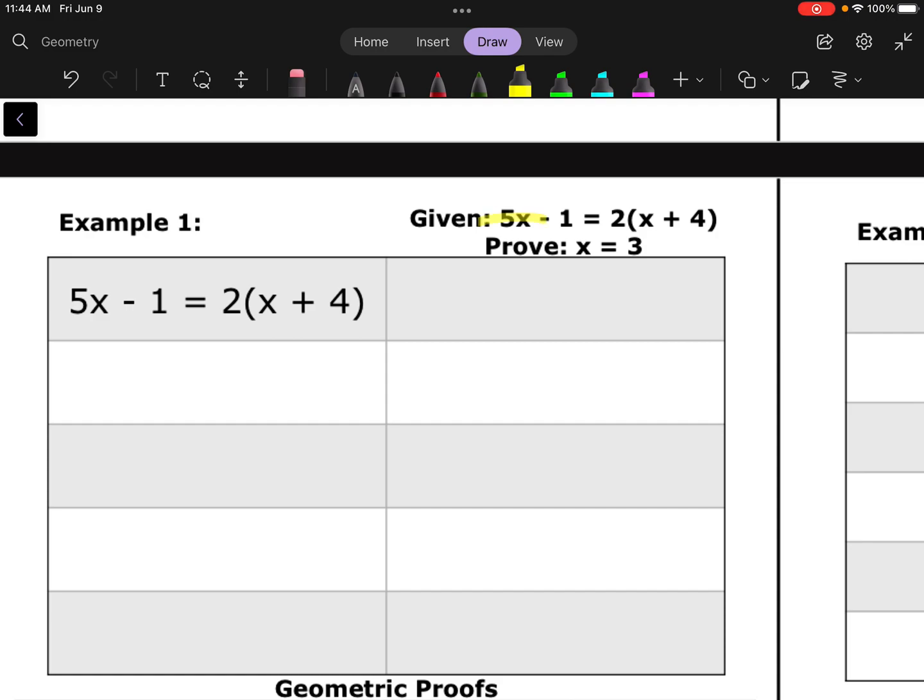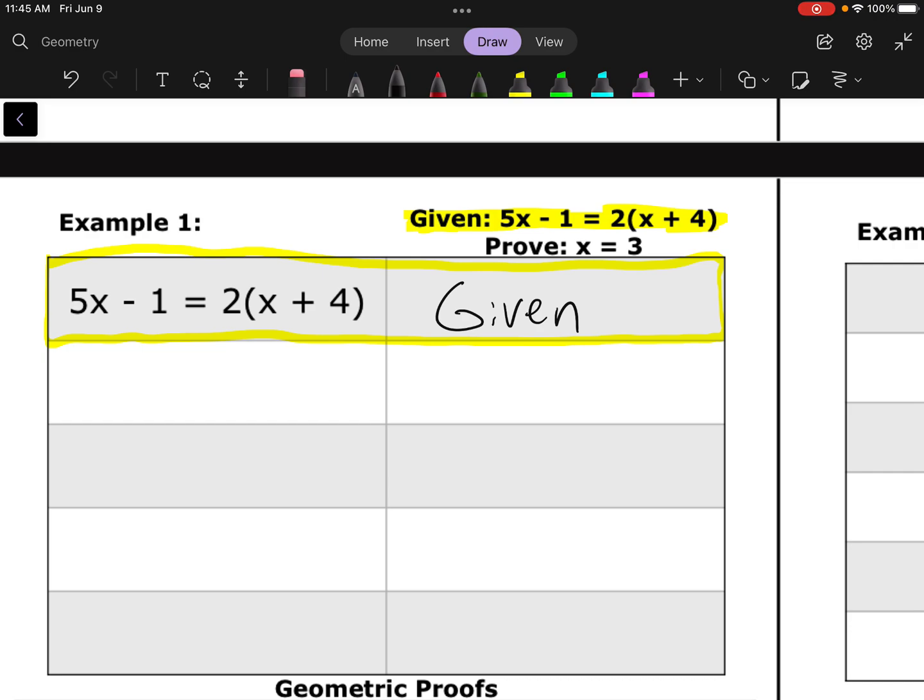Okay, so first of all, given. We know that the given statement is our starting information. And that's got to go up top. So in this case, I already wrote down the 5x minus 1 is equal to 2 parentheses x plus 4. But in future cases, you're going to have to write that down. That's got to be the first thing you write down. And then remember in the other column, we put down the reason why we know that is true. In this case, we know it's true because it was given to us. That is the starting information.